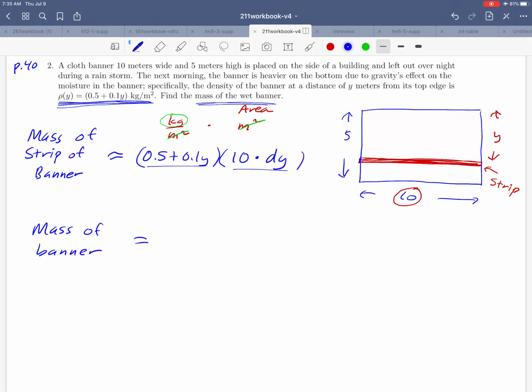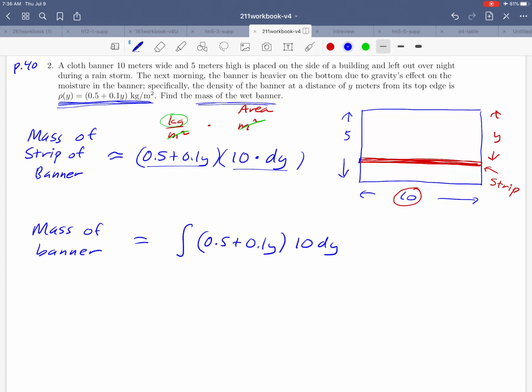And to get the mass of the entire banner, we just need to add up all of those strips from the bottom to the top of this banner. So we need to integrate. That's how we add stuff up. 0.5 plus 0.1y times 10 dy. And the last question then would be, what are the limits of integration in this case?